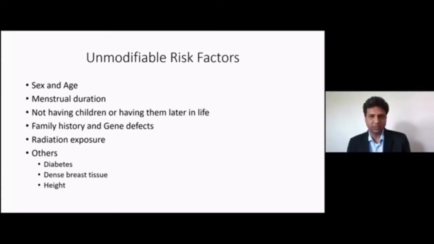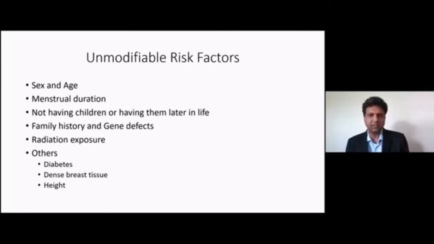However, it is important that we understand that just because there's a gene defect present does not necessarily mean that an individual will definitely get breast cancer. And I think it is equally important to get that message out that just because you have a gene defect does not mean you will definitely develop breast cancer. It is a lot more complicated than that.